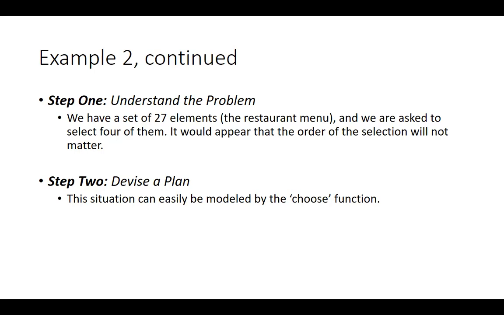So again, step 1, understand the problem. We have a set of 27 elements, the restaurant menu, and we're asked to select 4 of them. And it would appear that the order of the selection will not matter. Step 2, devise a plan. This situation can easily be modeled by the choose function.